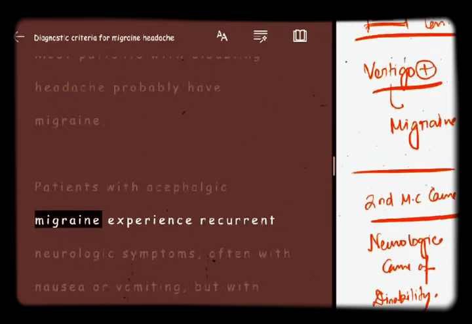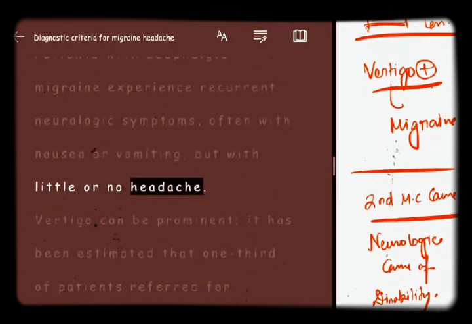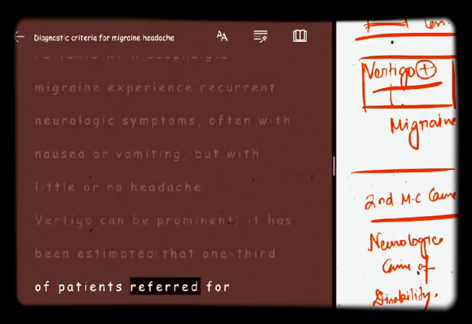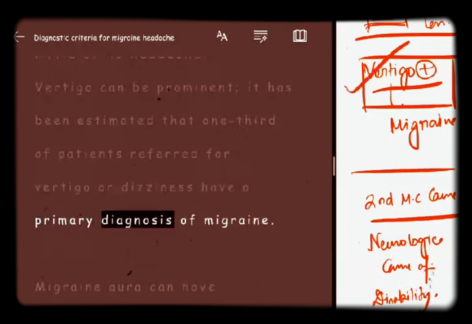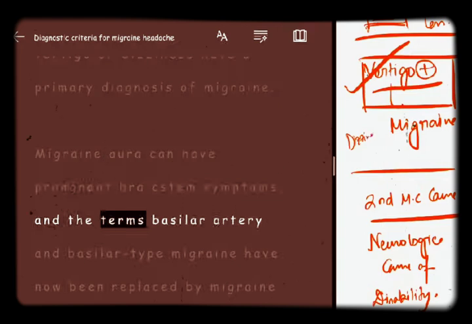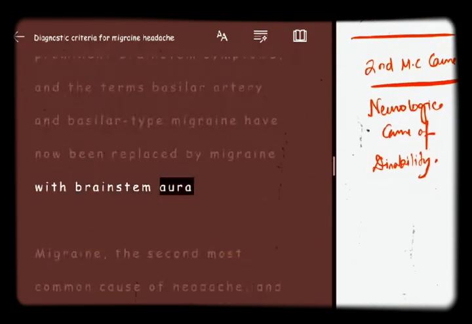Patients with acephalgic migraine experience recurrent neurologic symptoms, often with nausea or vomiting, but with little or no headache. Vertigo can be prominent. It has been estimated that 1/3 of patients referred for vertigo or dizziness have a primary diagnosis of migraine. Migraine aura can have prominent brainstem symptoms, and the terms basilar artery and basilar type migraine have now been replaced by migraine with brainstem aura.